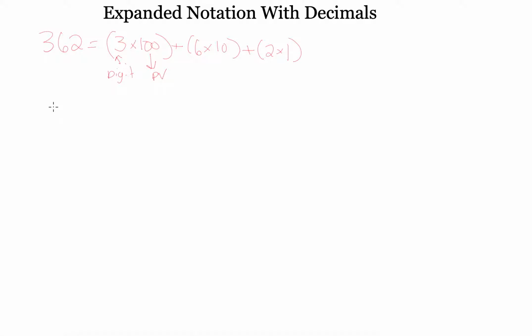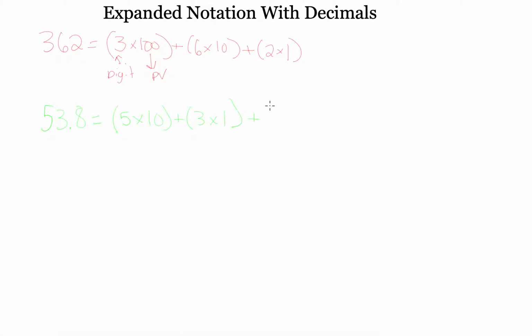So let's start with 53 and 8 tenths, 53.8. So let's start with this 5. The 5 is in the tens place. We'll move on to the 3. This 3 is in the ones place. And now let's try to tackle this 8. This 8 is in the tenths place.